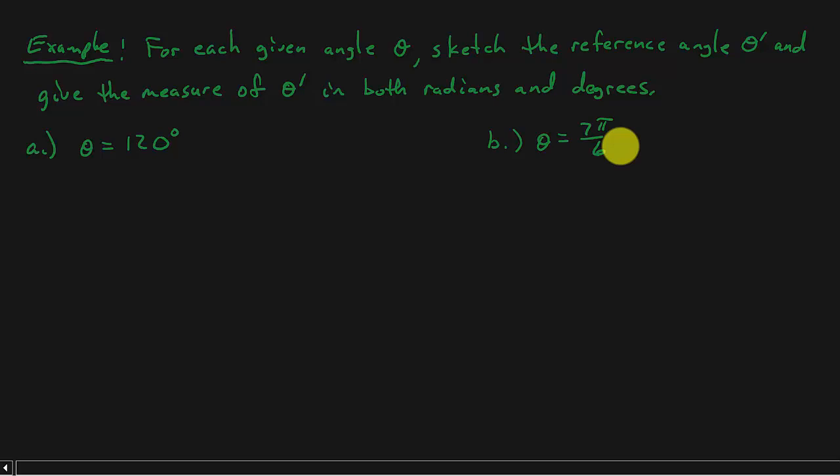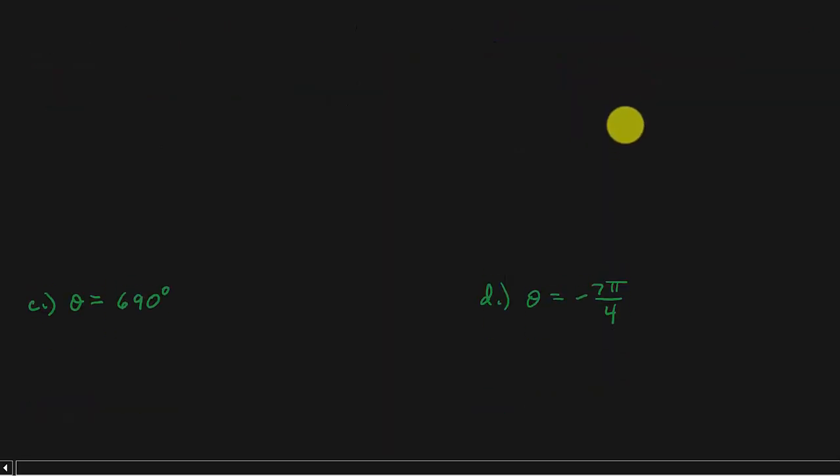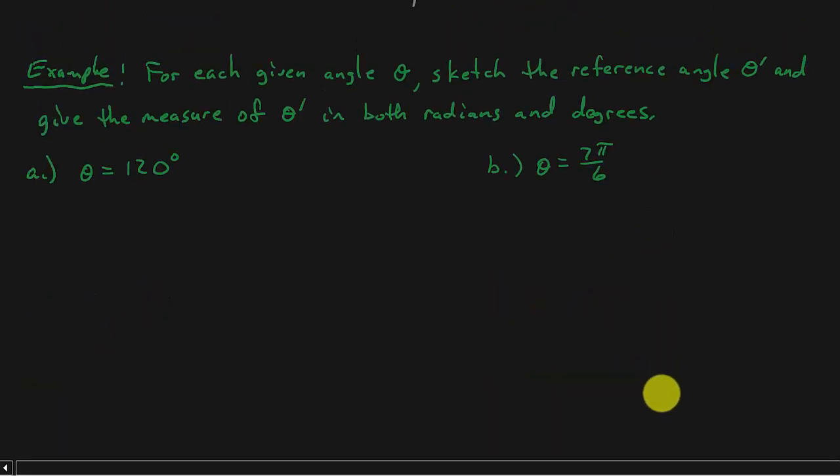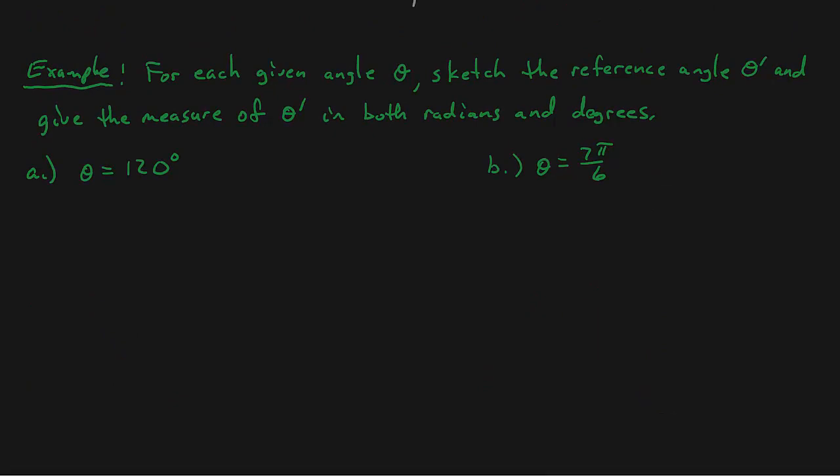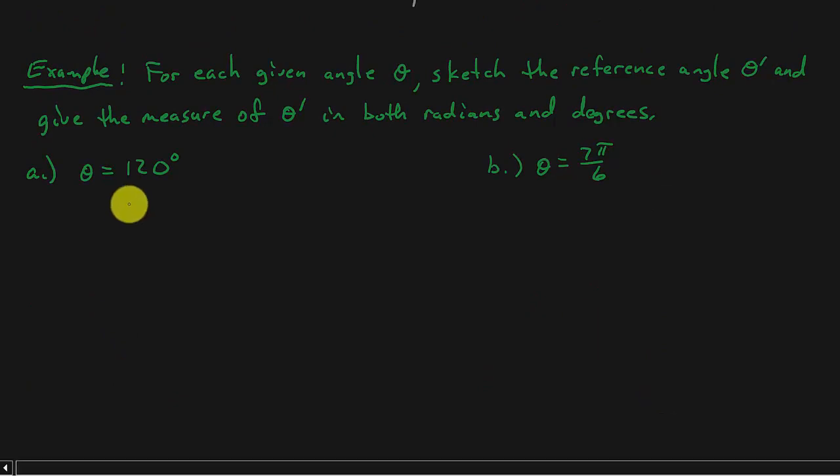All right. So for each given angle theta, sketch the reference angle theta prime and give the measure of theta prime in both radians and degrees. So the ones that are in degrees, we're going to give that answer in degrees. The ones in radians, we'll give that answer in radians. All right, so let's go ahead and sketch this.